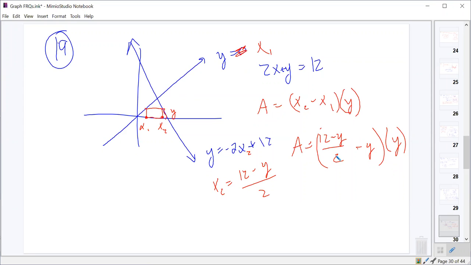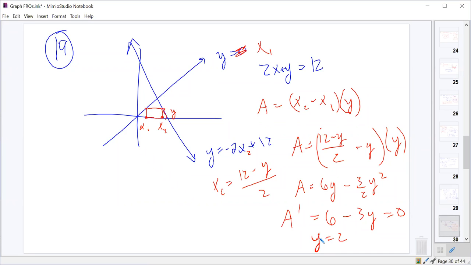That's 6 minus a half y. If I multiply the 6 by the y, that's 6y. The minus a half y and the minus y is minus 3 halves y, and then minus 3 halves y squared. And we just want to know, when is this at a maximum? So we'll take a derivative. A prime is 6 minus 3y. Set that equal to 0. Should be at a max when y is equal to 2.